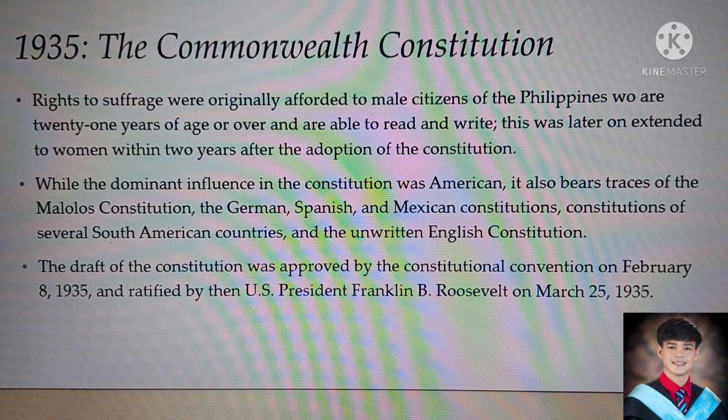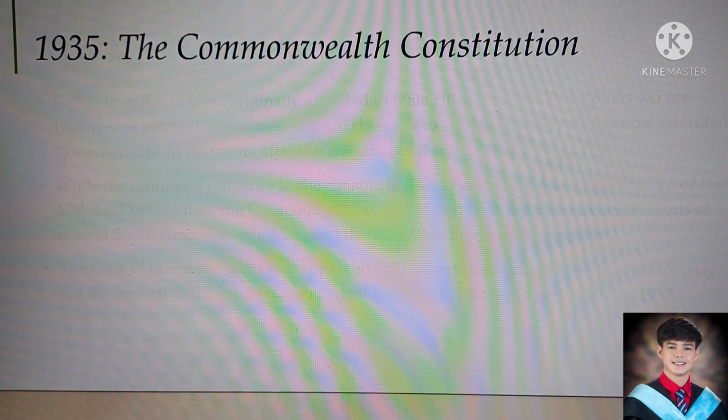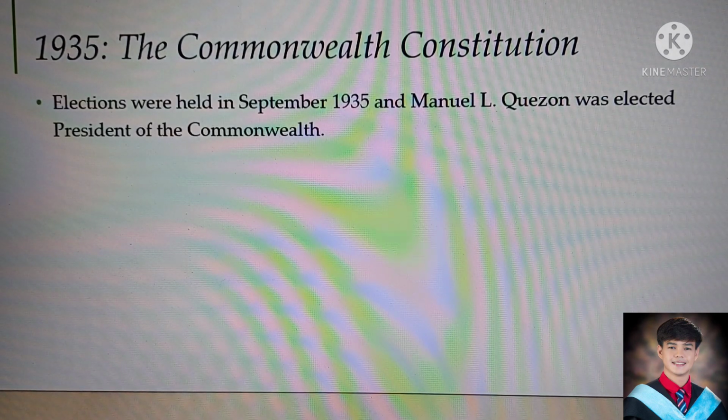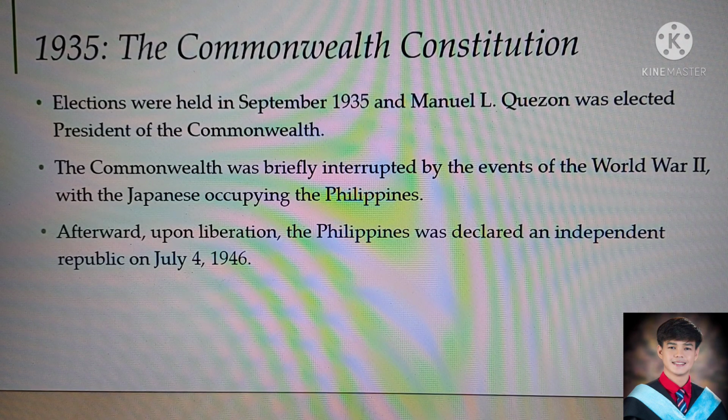The draft of the Constitution was approved by the Constitutional Convention on February 8 and ratified by US President Franklin D. Roosevelt on March 25, 1935. Elections were held in September 1935 and Manuel Quezon was elected President of the Commonwealth. The Commonwealth was briefly interrupted by the events of World War II, with the Japanese occupying the Philippines. Afterward, upon liberation, the Philippines was declared an independent republic on July 4, 1946.